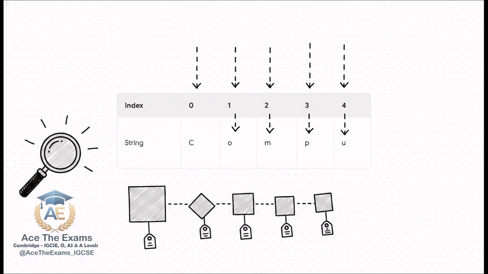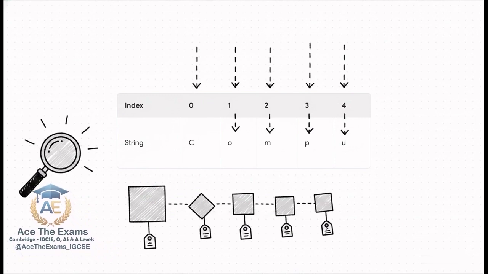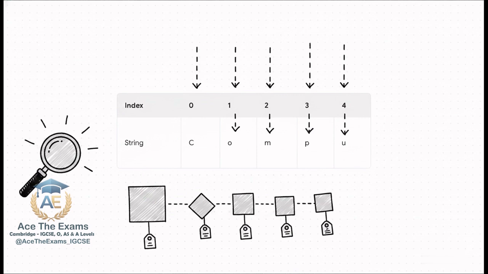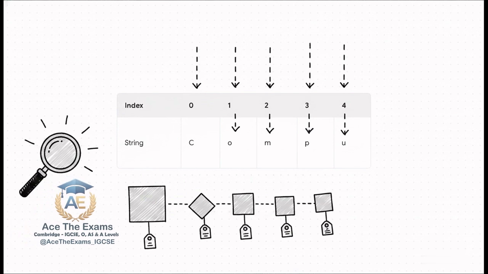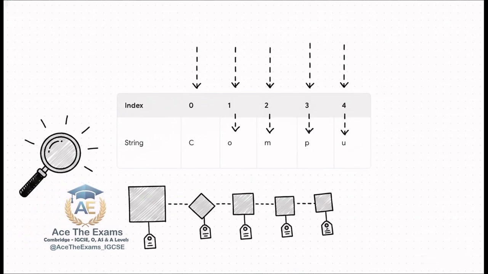Take a look at the word computer. Notice how the C is at index 0, the O is at 1, the M is at 2, all the way down to the R at index 7. This is the foundation of everything we're going to do next. You have to visualize a string not just as a word, but as an array of individual characters.